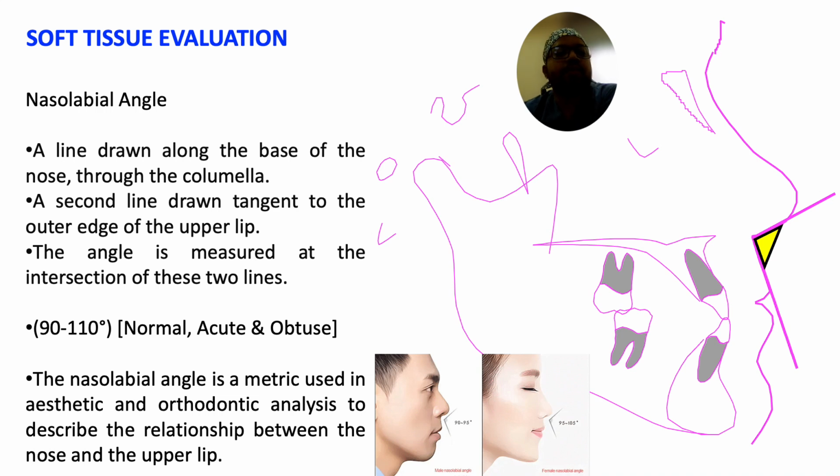Nasolabial angle. A line is drawn from subnasale to columella. Another line is drawn from subnasale to labiale superius. This angle is the nasolabial angle, usually 90 to 110. This gives an idea about an acute angle or obtuse angle. So upper lip protrusion in an acute angle, upper lip retrusion in an obtuse angle.